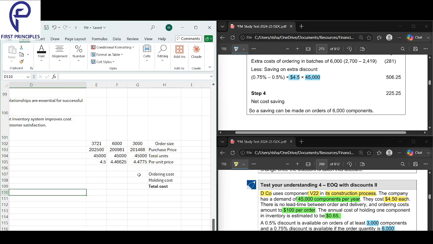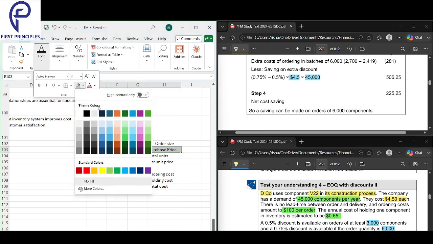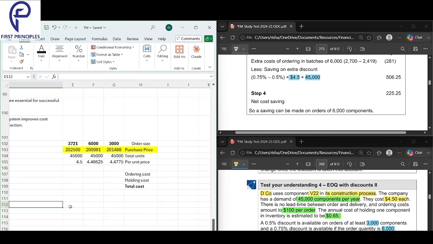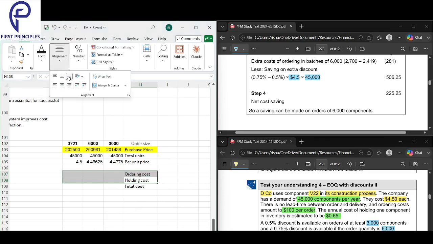Okay, I've gone by 4.5. It's costing in first case 4.5, second case 4.46, third case 4.47. This is what it's costing, provided my order size is this. If I go for each order size, this is how much it is costing. This is the first important thing. This is my total purchase price. Are we clear with this? Now we have to find ordering and holding cost. And then we'll see whose total annual cost is the least.